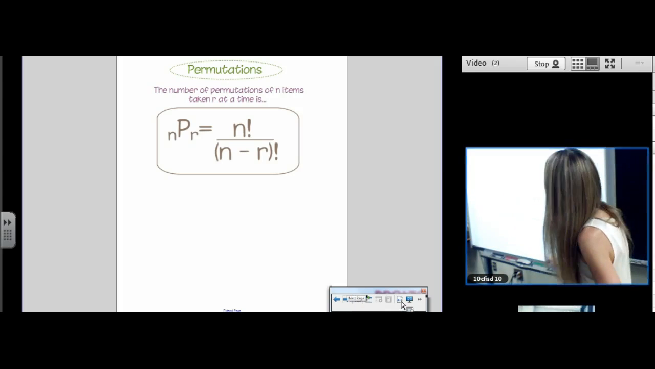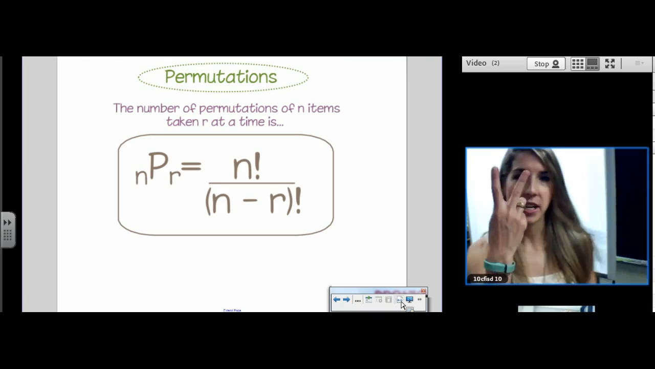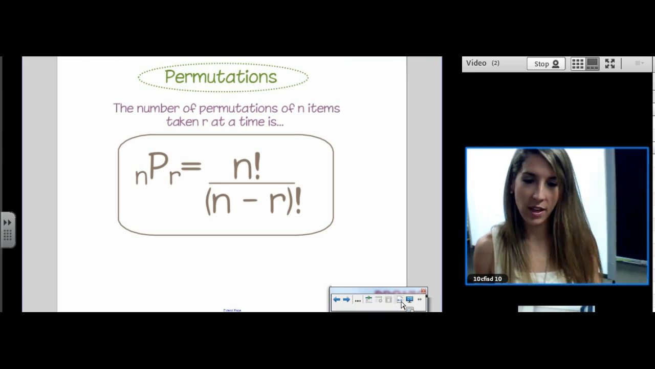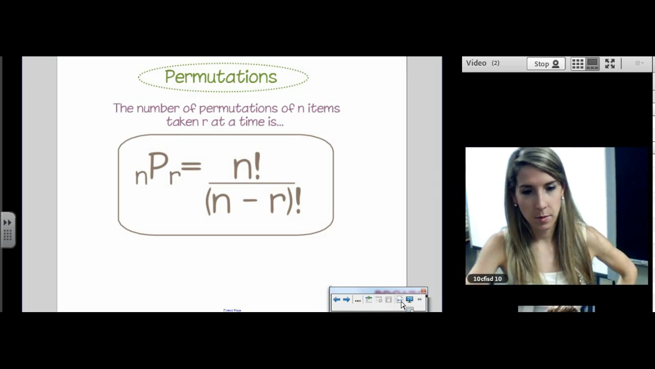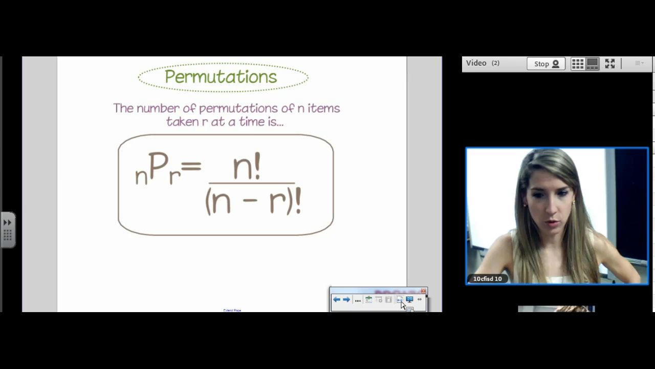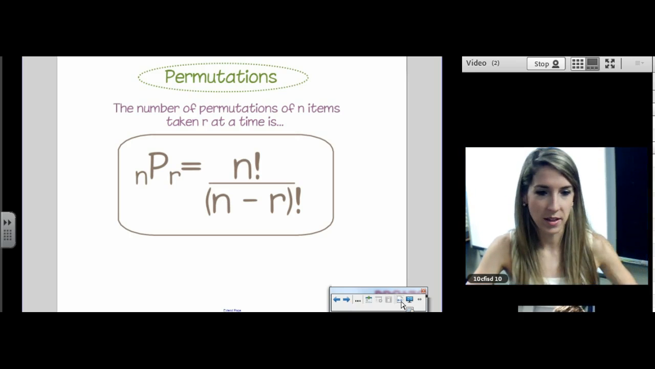So, I need you to write this down in your notes. We are receiving 2 formulas today. This is the first formula, and unfortunately, it's not on your formula chart. So I'm giving you time to write this down in your notes, and then we'll talk about it, because it kind of looks intimidating, but it's not so bad.